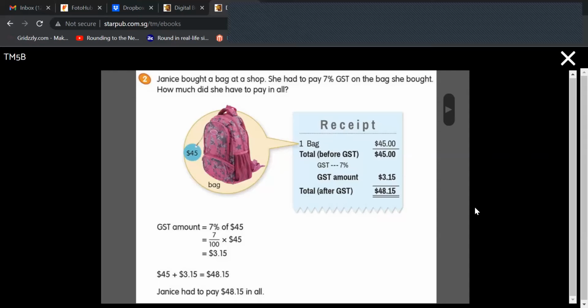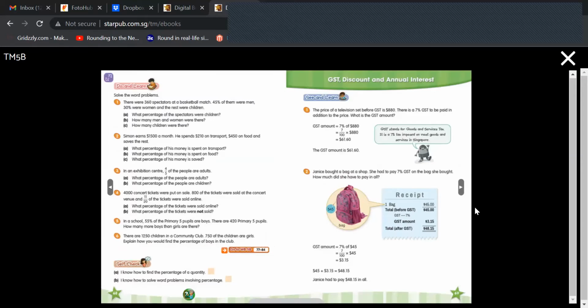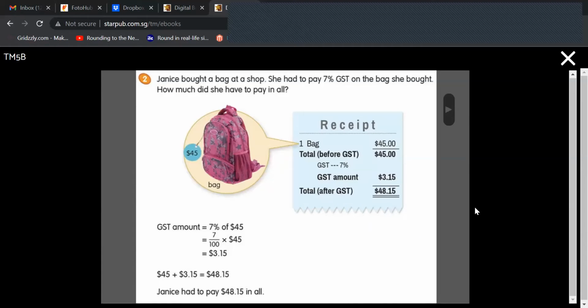For example, this question is on page 69 of the textbook. Janice bought a bag at the shop. She had to pay 7% GST on the bag she bought. Now, in some countries, the GST might be a different number. In Singapore, for now, it is 7. Soon, it will be a different number as well.